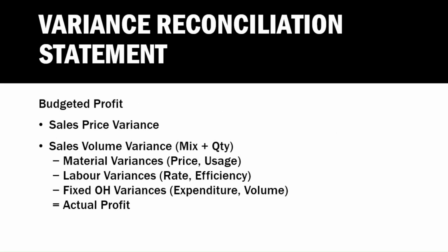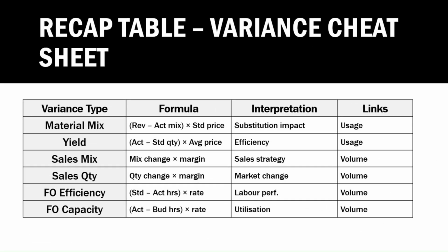To reconcile variances to actual profit, start with budgeted profit, add sales price and sales volume variances, then subtract material, labor, and overhead variances. The result is actual profit, fully explained through variance analysis.